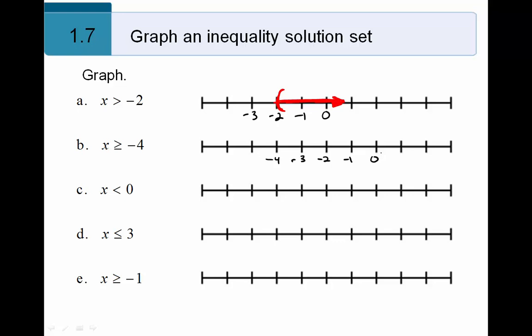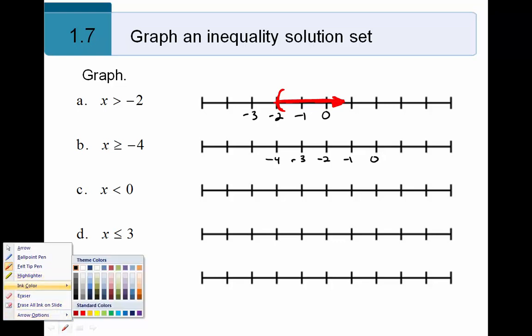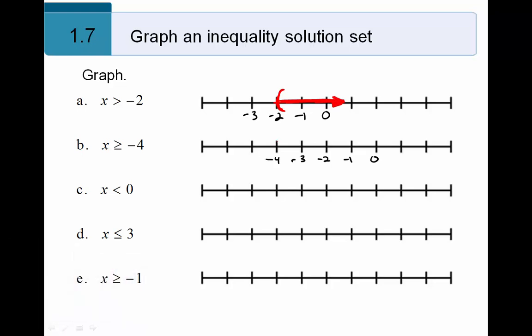Now, since we're looking for numbers greater than or equal to negative 4, recall we're going to put a bracket at negative 4. The bracket indicates that the number itself is a part of the solution set. So I have a bracket at negative 4, and we're looking for numbers greater than that, so we'll shade to the right again, and again we'll shade in our arrow.